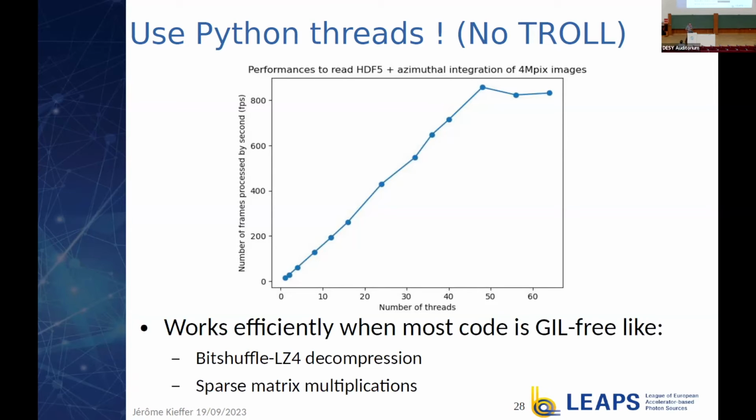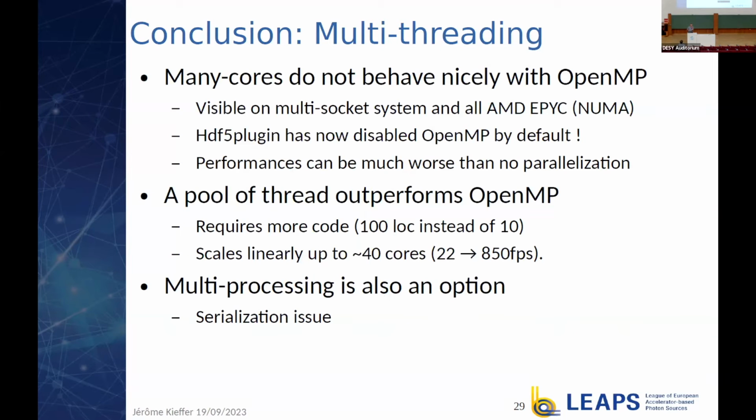So if the work we are doing is mostly GIL-free, we can use multi-threading in Python, and it works and it scales up to a certain level. So it works much better than OpenMP. The drawback is that we had to write something like 100 lines of code instead of the 10 lines needed to do the simple pipeline, and we have a scale up of about 40 times.